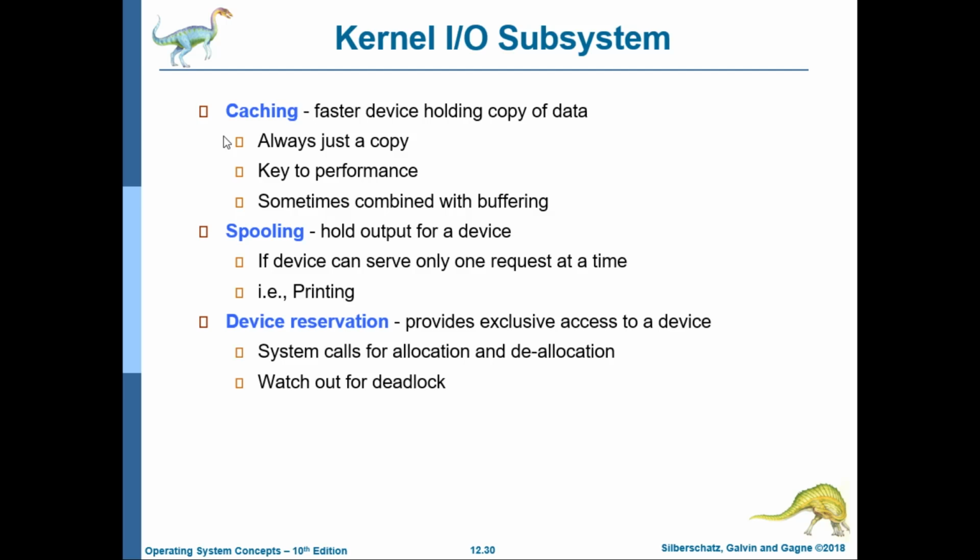Next we have spooling. It holds output for a device, if the device can serve only one request at a time. Spooling mostly happens with printers, which use spoolers. And then next we have device reservation. It provides exclusive access to a device, so this type of device is reserved for a particular process. There are system calls for allocation and deallocation, and of course, because devices are reserved for a particular process, watch out for deadlock.